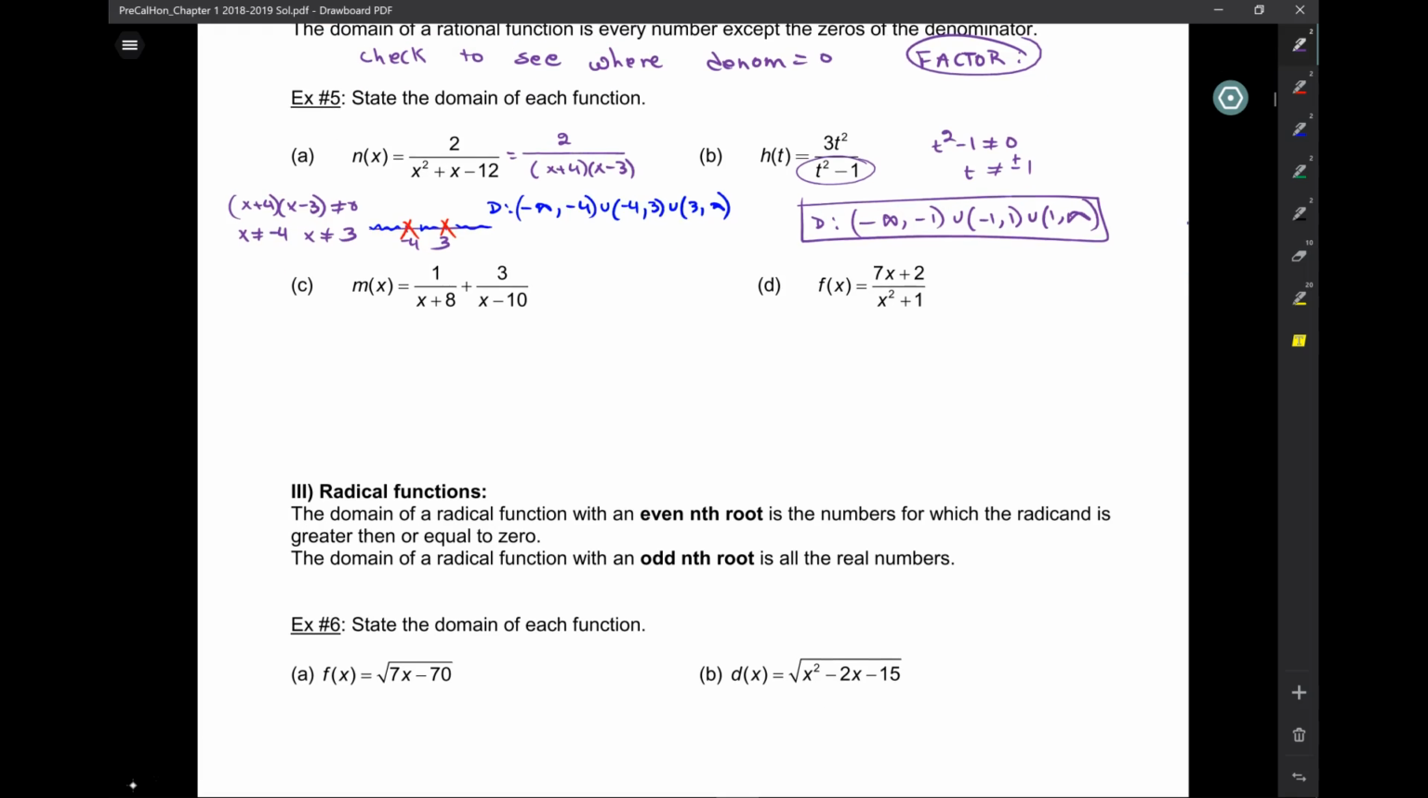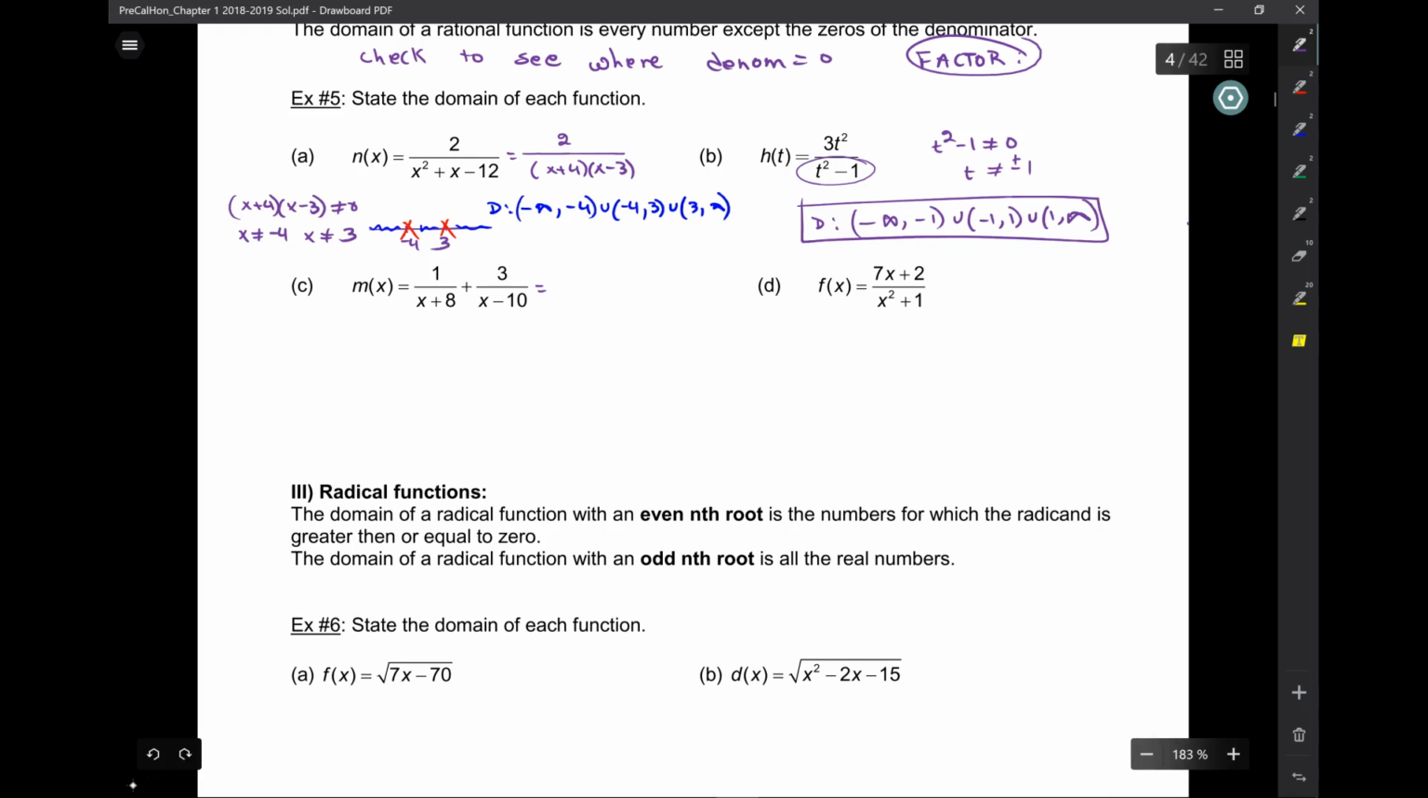The U is set notation, right? So it's basically the union of these two. It's the union of this range and that range. It's the marriage of all those.